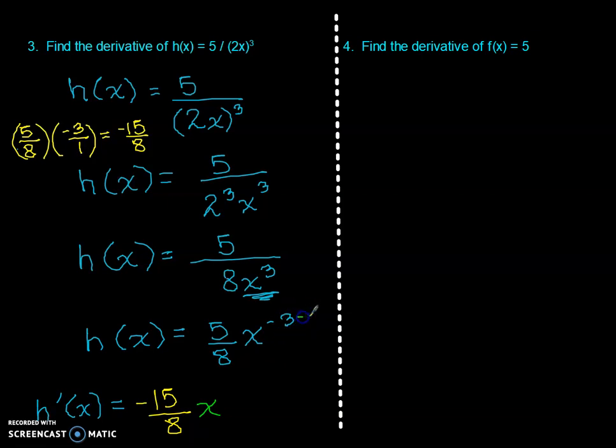So if I take negative 3 minus 1, signs match, so I add, and I take the sign of the bigger number, which is 3, and it's negative. So this is my derivative.